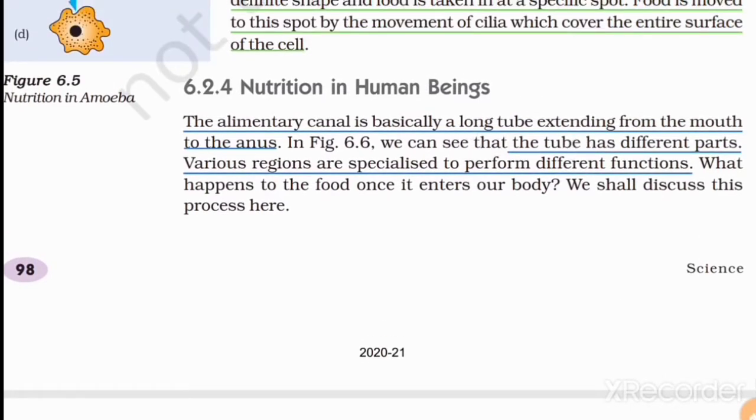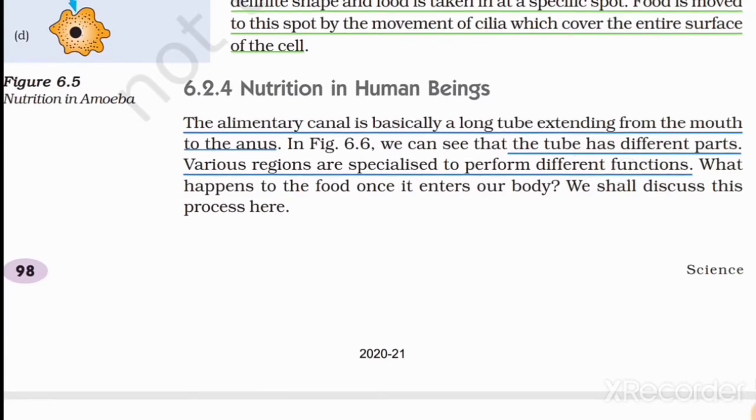The alimentary canal is basically a long tube extending from the mouth to the anus. This tube has different parts, and they are specialized to perform different functions also.